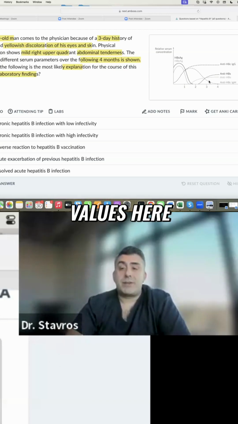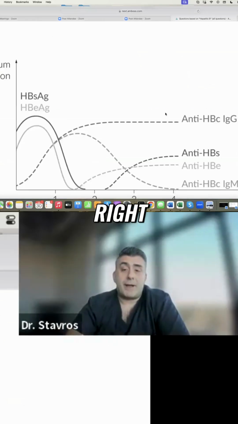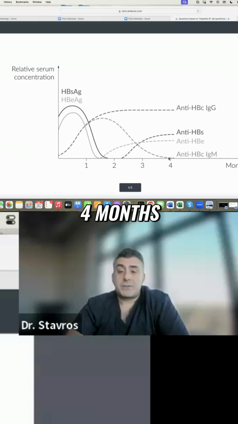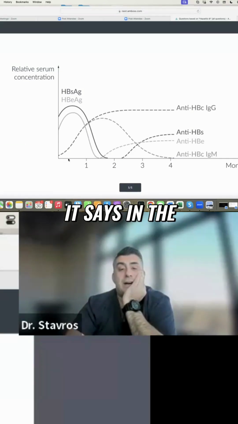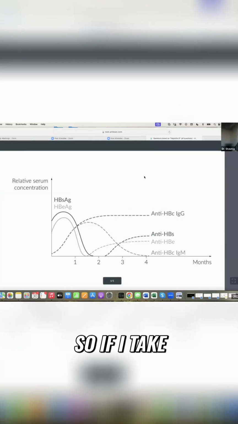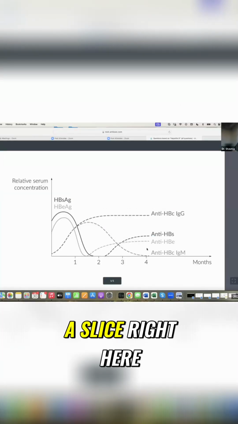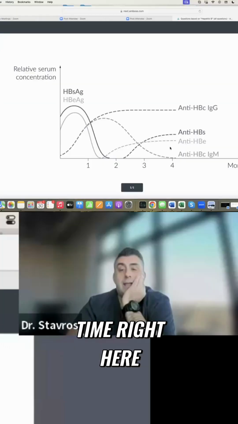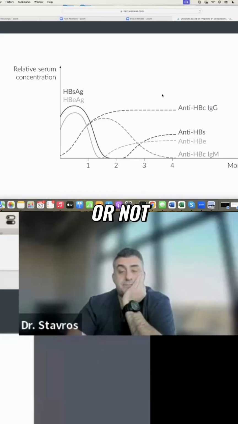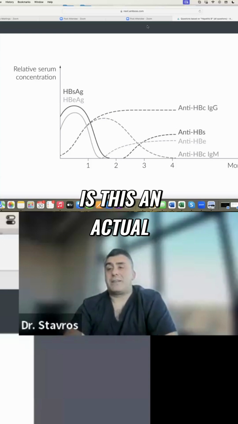Look at the lab values here. It's actually just lab here, right? Check this out. 4 months. May I ask you guys all a question? It says in the following 4 months. So if I take a slice right here, at this point in time right here, is this person infected or not? Is this an actual active infection?